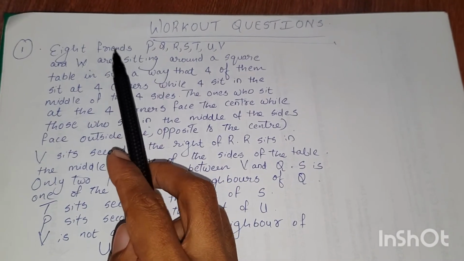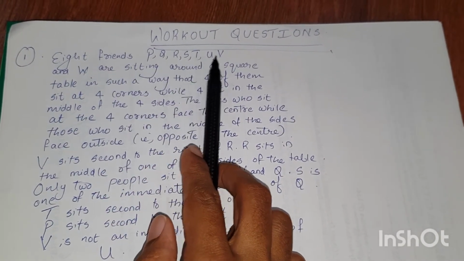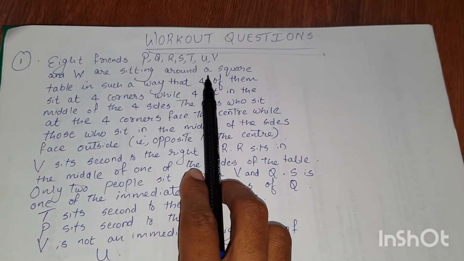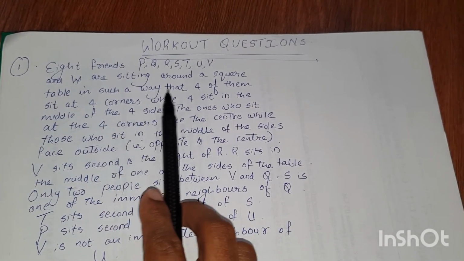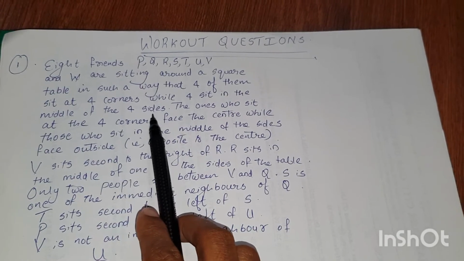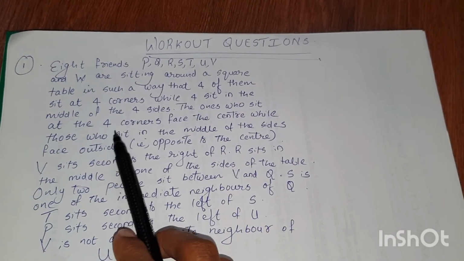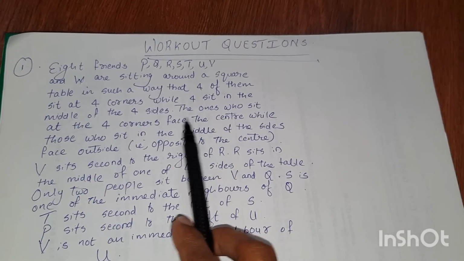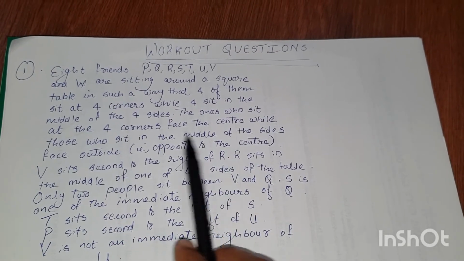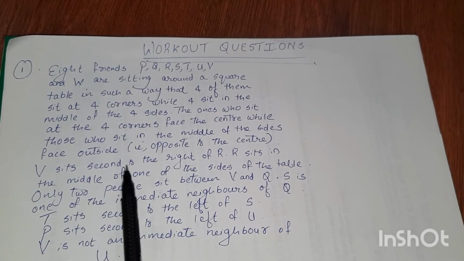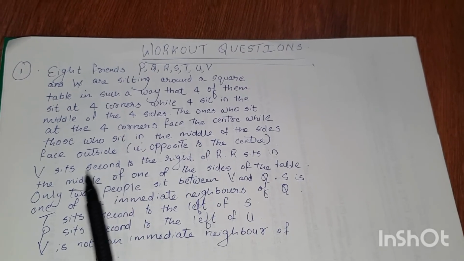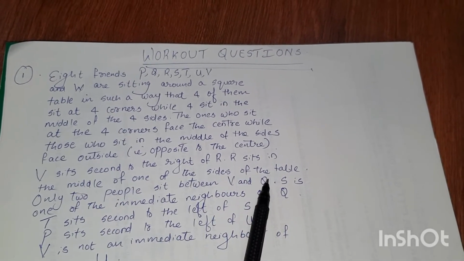Going to the workout questions, 8 friends P, Q, R, S, T, U, V and W are sitting around a square table in such a way that 4 of them sit at 4 corners while 4 sit in the middle of the 4 sides. The ones who sit at the 4 corners face the center, while those who sit in the middle of the sides face outside. Okay, now the conditions are: V sits second to the right of R, who sits in the middle of one of the sides of the table.